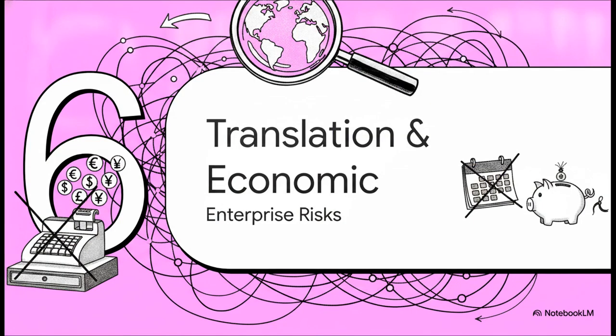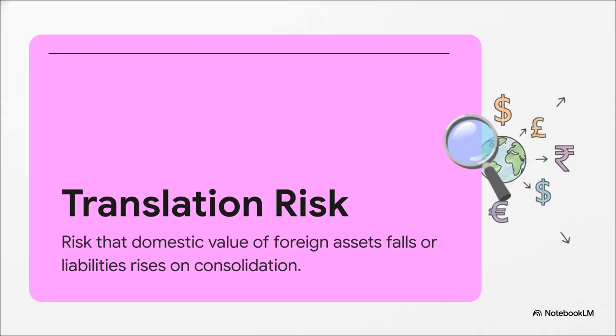Finally, Part 6. Translation and economic risks. Zooming out from individual transactions, the first of the enterprise-level threats we face is translation risk. Now, unlike transaction risk, translation risk doesn't impact your immediate day-to-day cash flow. Instead, it rears its head at the end of the year when a parent company has to consolidate the financial statements of all its foreign subsidiaries. If exchange rates have moved against you, the domestic value of those foreign assets just falls on paper. And even though it's not physical cash leaving the company bank account, it can seriously damage a company's reported profits. As you can imagine, that makes it a massive headache for executives trying to keep shareholders happy.